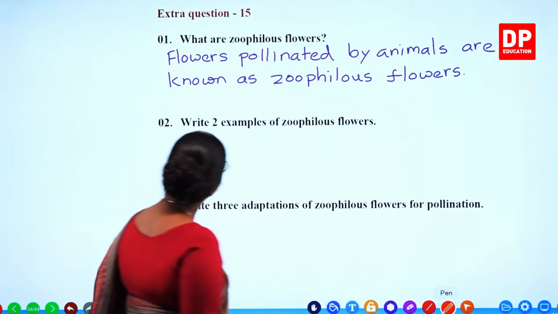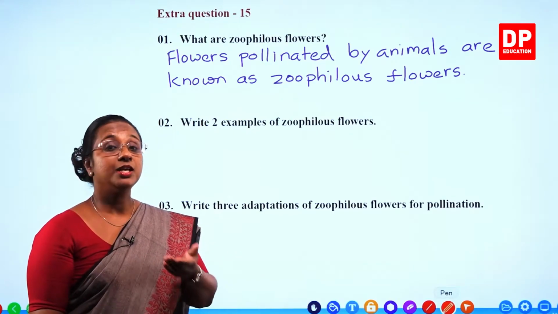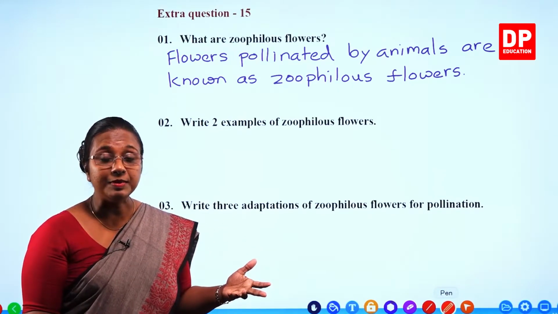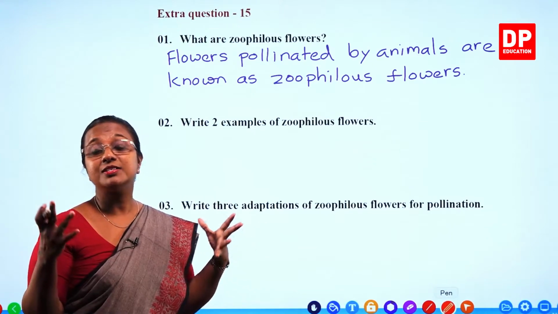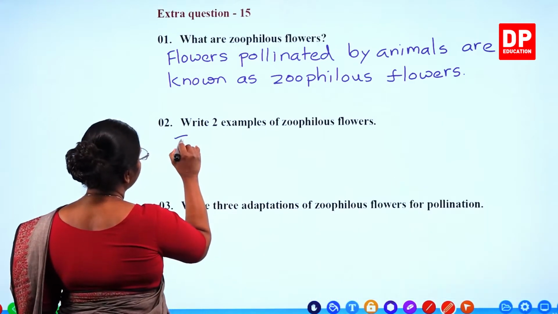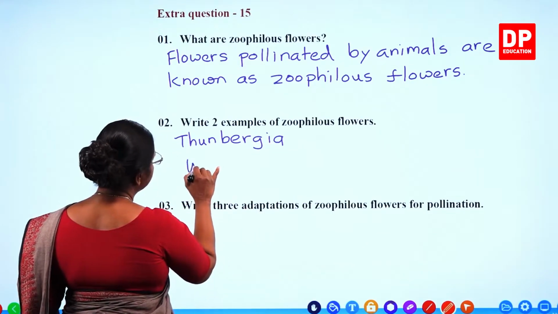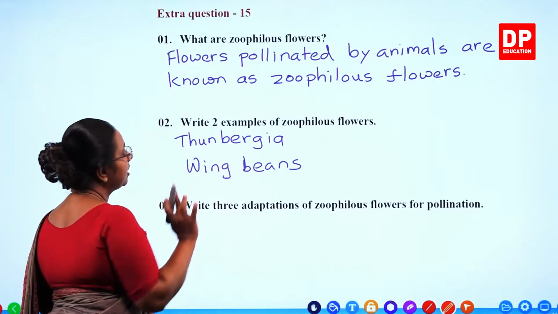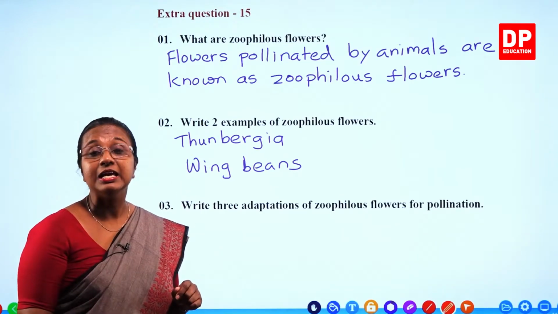Then the next question. Write 2 examples of Zoophilus flowers. You all know many examples. You can think of Katurumurunga or Agati, then even Thunbergia, winged beans. All those have Zoophilus flowers, where you have very large flowers, colorful flowers. So as examples, we can write Thunbergia, and I will write winged beans. So these are 2 examples of flowers pollinated by animals.